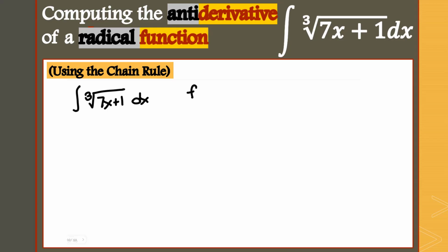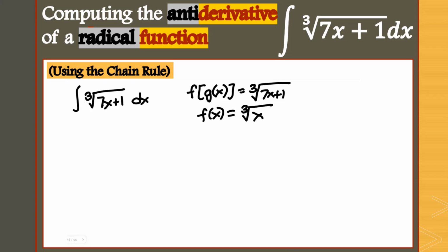If we are going to let that be true, we could examine here that 7x plus 1 is a composite function when our f of x is the outer function, square root of x, but instead of x, it's the entire binomial expression 7x plus 1. That would be our g of x, 7x plus 1. So since this is a composite function, let's use here the chain rule.